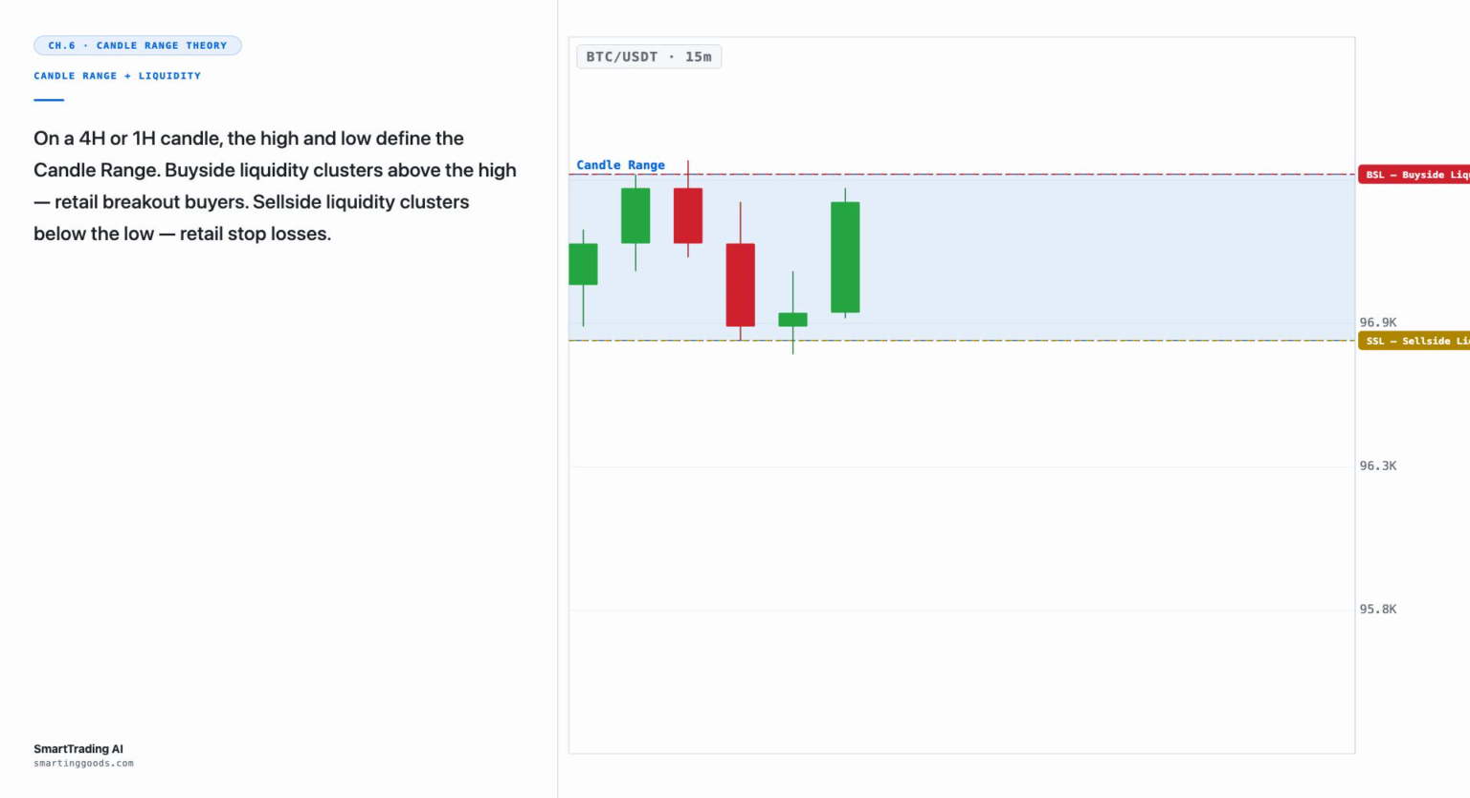ICT teaches that the high is buy-side liquidity. Retail longs have their stops above highs. The low is sell-side liquidity. Retail shorts have their stops below lows. These stops are what institutions need to fill their orders.